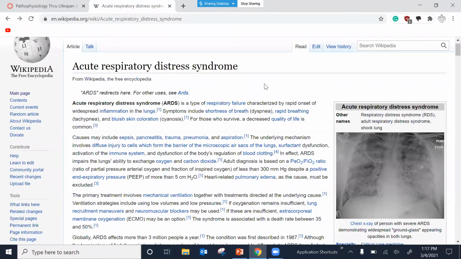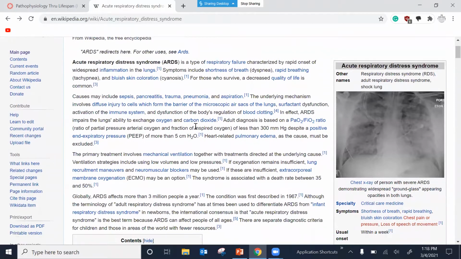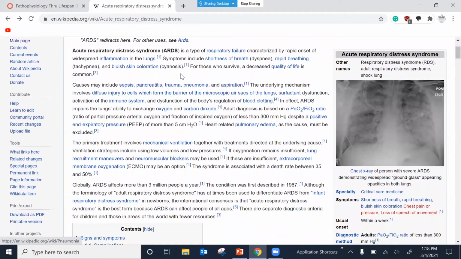If you work in a trauma center later on in your career, if you're working in a major ER that sees a lot of trauma patients, you'll notice in the second paragraph here in Wikipedia that causes may include sepsis, that's common, pancreatitis, and number 3, trauma. So trauma itself is a cause of ARDS.